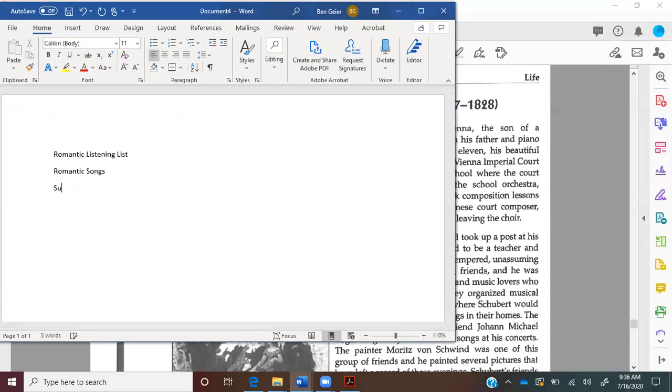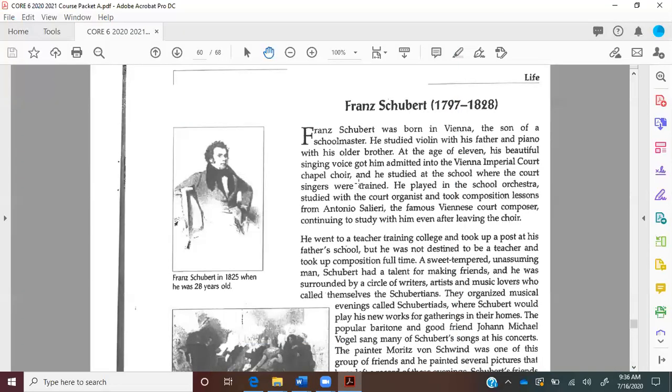So for the romantic songs, we are talking about Schubert. He was by far the most prolific romantic song composer. Franz Schubert was born in Vienna, the son of a schoolmaster. He studied violin with his father and piano with his older brother. At the age of 11, his beautiful singing voice got him admitted into the Vienna Imperial Court Chapel Choir, and he studied at the school where the court singers were trained. He played in the school orchestra, studied with the court organist, and took composition lessons from Antonio Salieri, the famous Viennese court composer, continuing to study with him even after leaving the choir.